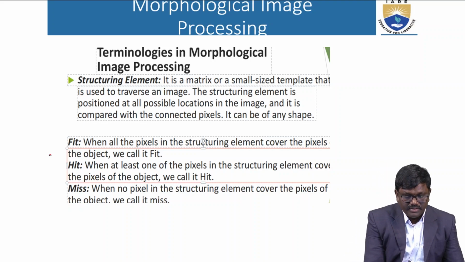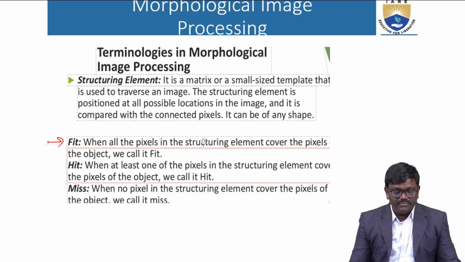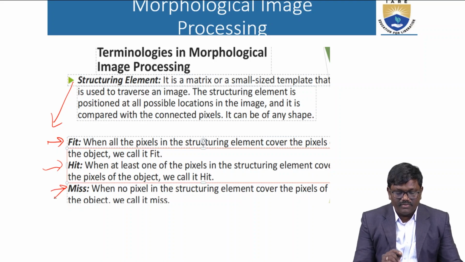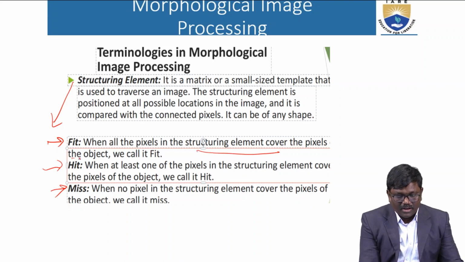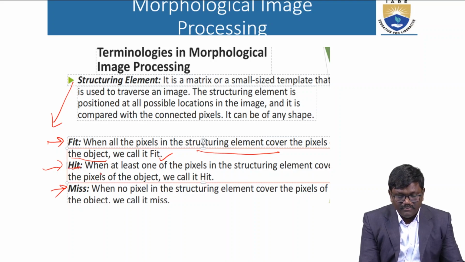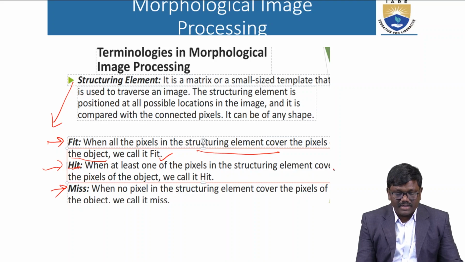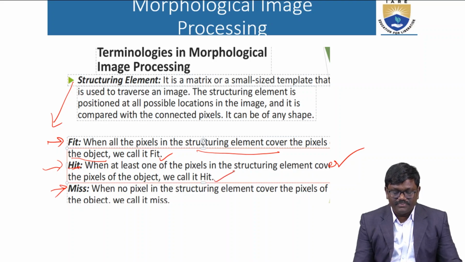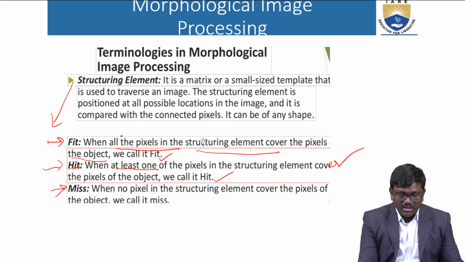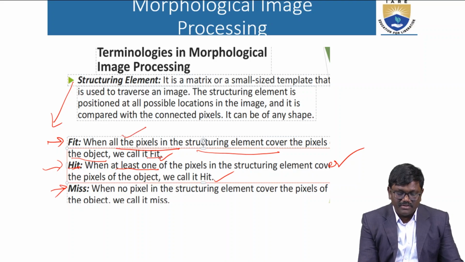Fit is one of the terminologies which we are going to use under the structuring element, and miss also. What does fit mean? When all the pixels in the structuring element cover the pixels of the object, we call it fit. Whereas hit means when at least one of the pixels in the structuring element covers the pixels of the object. So what is the difference between these? It is at least one here, all there. When all are covered, it comes under fit; when at least one pixel in the structuring element is covered, it is called hit.